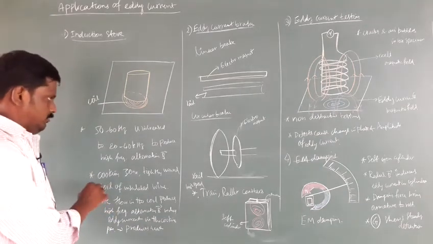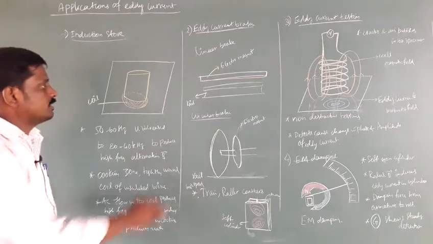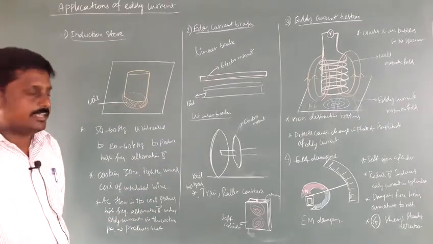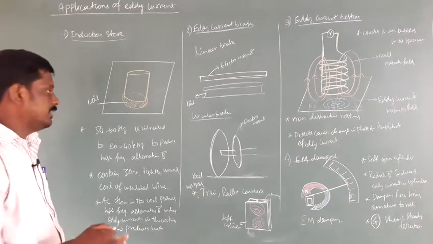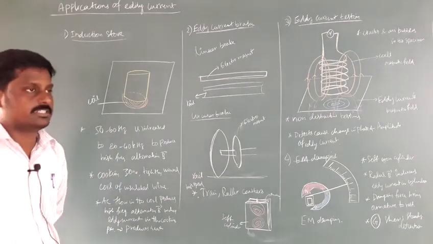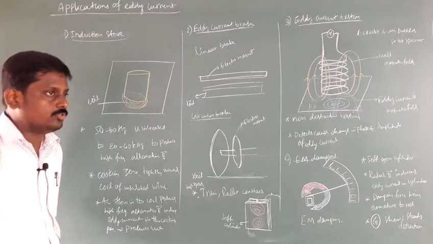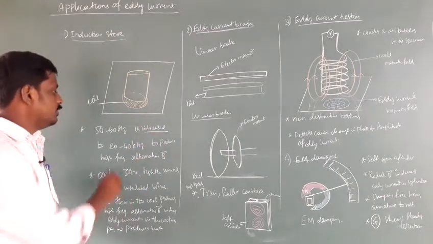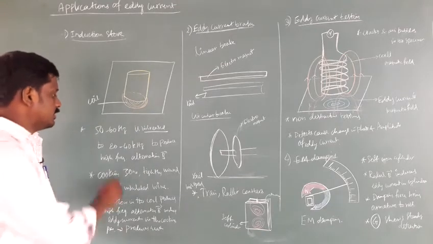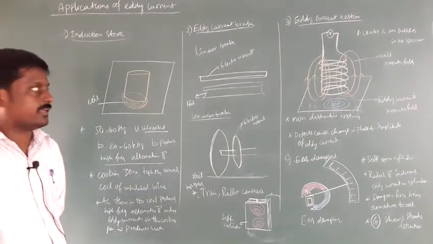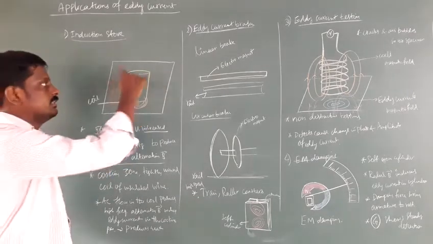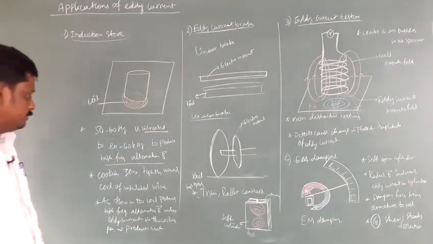When we switch on, the alternating current produces a high frequency alternating magnetic field. Normally 50 to 60 hertz, 220 to 240 volts is used for domestic purposes. That is increased to 20 to 40,000 kilohertz to produce the high frequency alternating magnetic field. This process goes on inside the induction stove.